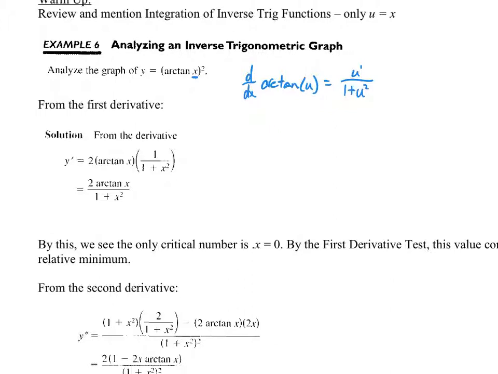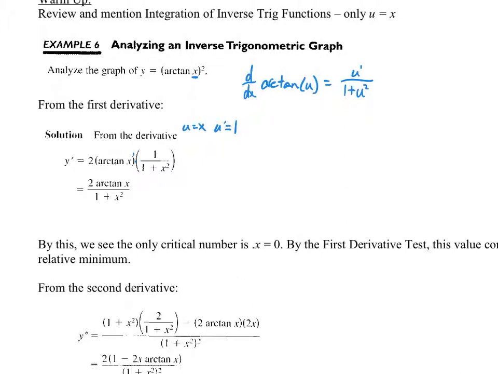Now, notice here we did need to take the derivative using the chain rule because our outer function is something squared. So that's why we have 2 times the arctangent of x now to the first. That's the derivative of the outer function. And then we're multiplying that by the derivative of the inner function, the 1 over 1 plus x squared. Again, it's 1 because u equals x, so u prime is just a 1. Okay? So we simplify that a little bit and we have 2 arctangent of x over 1 plus x squared.